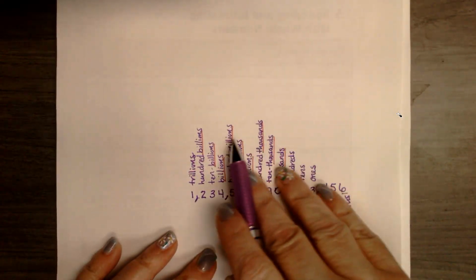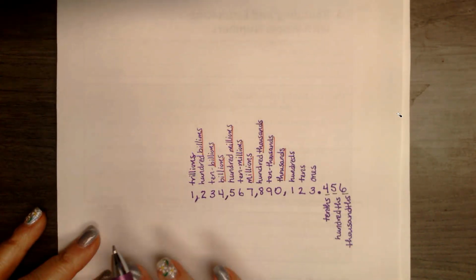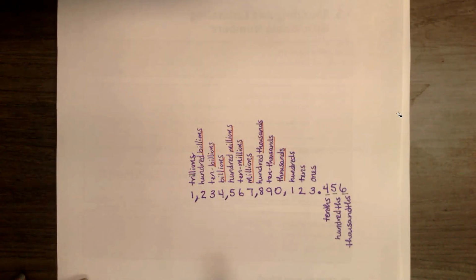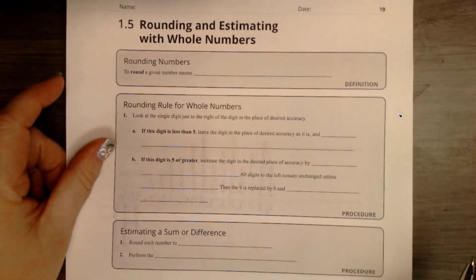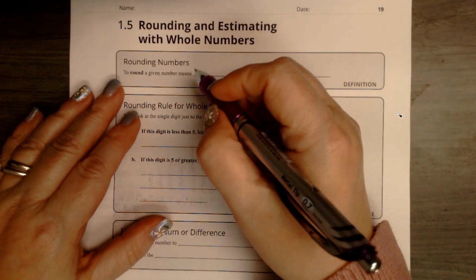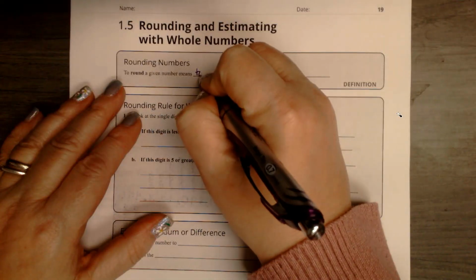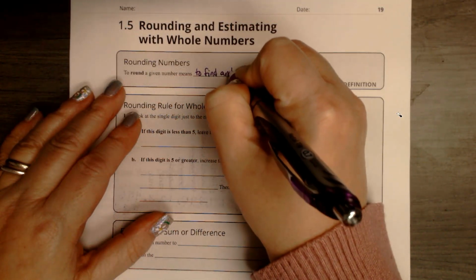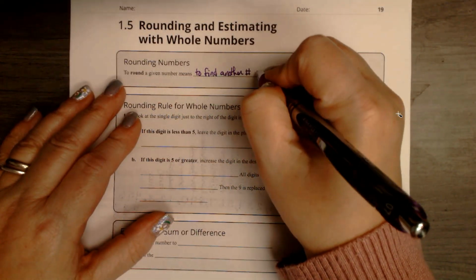You absolutely positively have to know the place values in order to understand the rounding. If you don't know the place values, you'll never get the rounding. They expect you to know this information by heart. So, back over here. To round a given number means to find another number close to the given number.